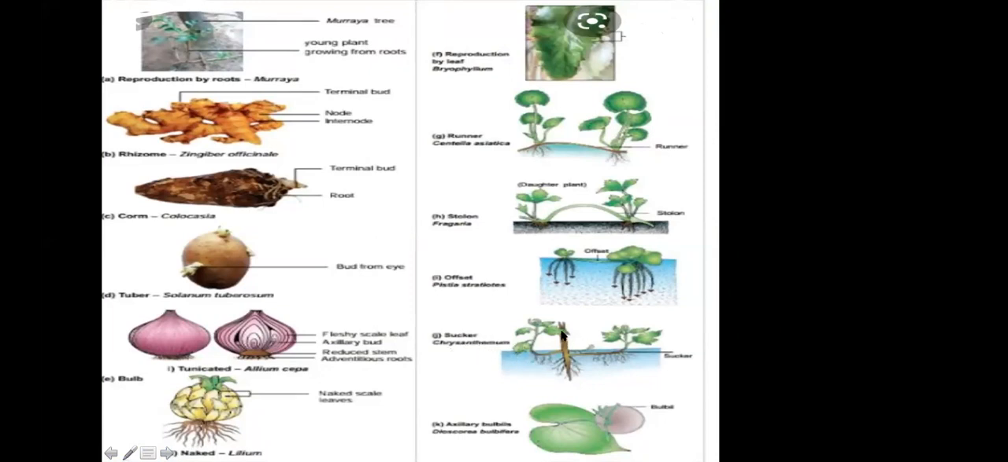In a sucker, a little portion of the stem stays under the ground and starts developing into a branch. After growing for some time under the ground, the branch comes up, and at the point where it comes up it develops adventitious roots and grows into a new plant. That is called a sucker. Examples are chrysanthemum and banana. I have also shown you the offset and stolon in the previous image. If you have any doubts, you can ask me now.